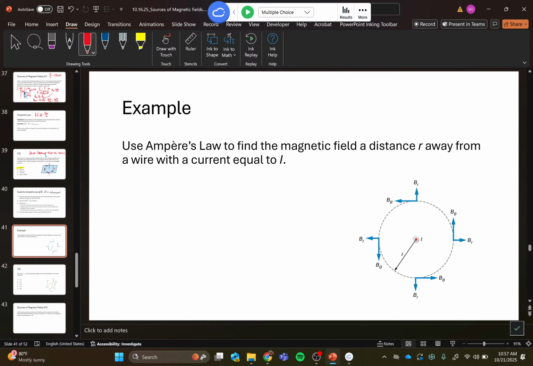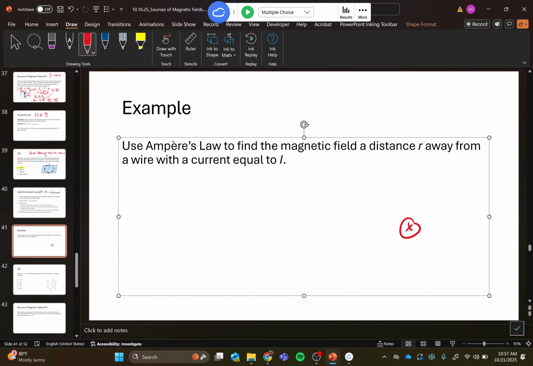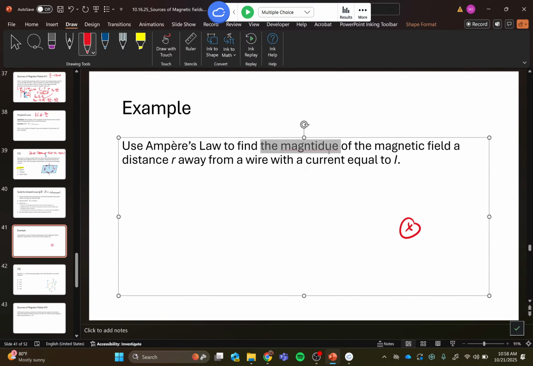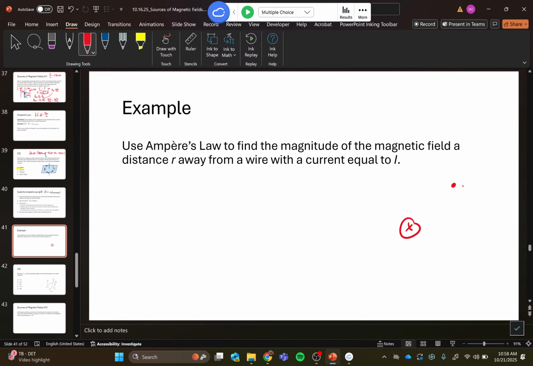All right, so let's go ahead and do this. Look, I already drew the dotted circle for you all. So that would normally be the first step. Actually, let's just delete this picture and draw this. So here's my current carrying wire. We're just going to say it's into the page. It doesn't really specify here. We don't really care. It just says find the magnitude. That way we don't have to care about direction. Great. So we want to find the magnetic field some distance r away from it.